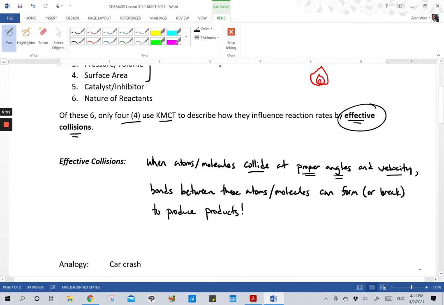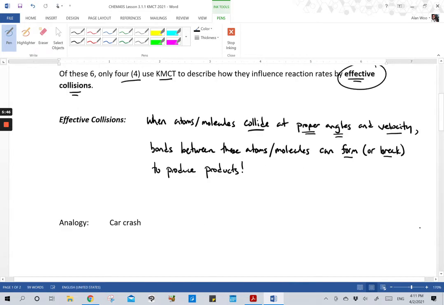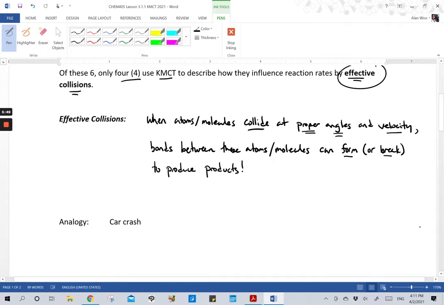When atoms and molecules collide at proper angles and velocity, the bonds between them can either form, or in some cases they might have to break in order to produce your products. So that's what effective collisions are. Let's take a look at these effective collisions in terms of an analogy. An analogy is just something like an example, but since we're talking about chemistry, it's usually a non-chemistry example, a comparison in a different context, a different situation or scenario.